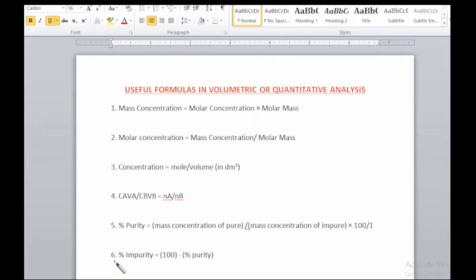Also, we could be looking for the percentage impurity in the substance. If what we are looking for is percentage impurity, it is 100 minus percentage purity. Remember, in number 5 here we calculated percentage purity. Since percentage is over 100, all we need to do is subtract the percentage purity from 100, and that will give us the percentage impurity of that substance.